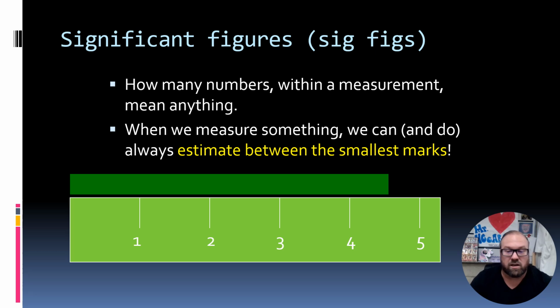So let's take a look. When we take a look at this line, what number does the line absolutely cross? Well, if we look here, it absolutely crosses the 4.